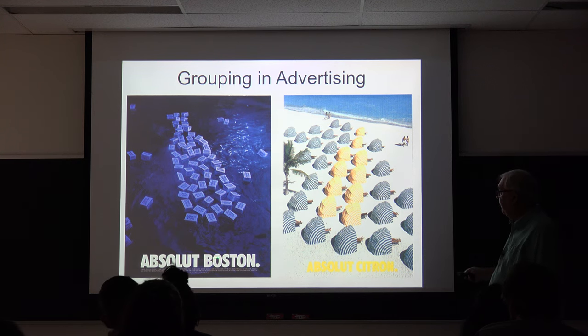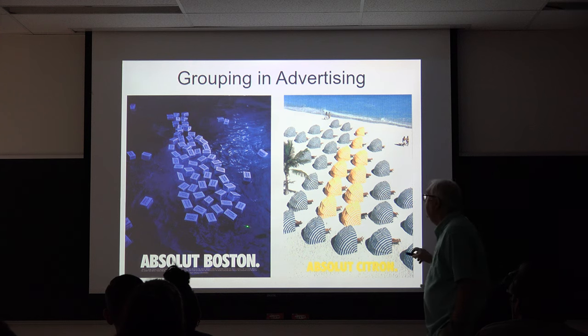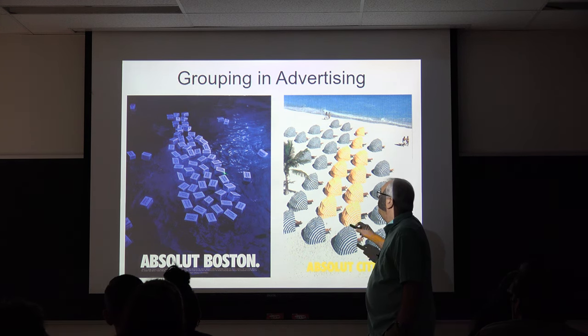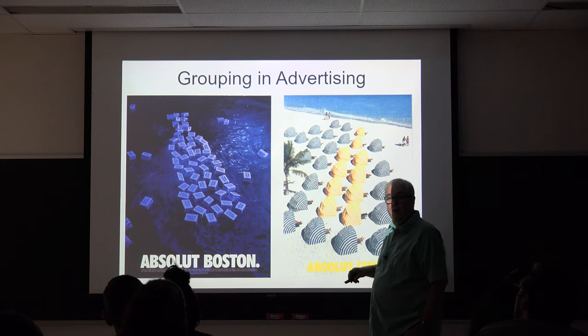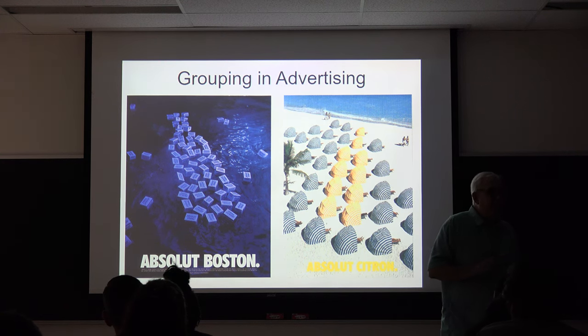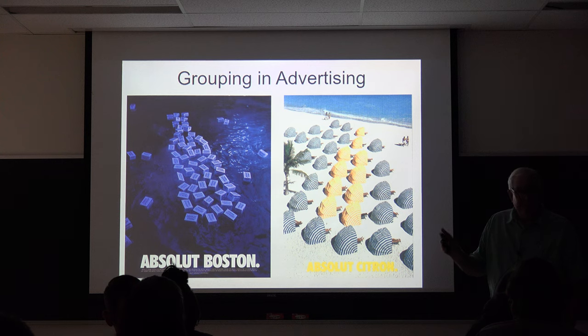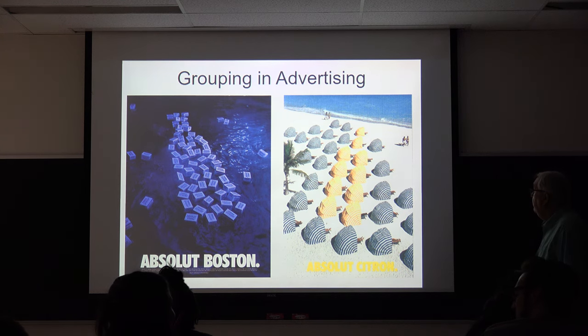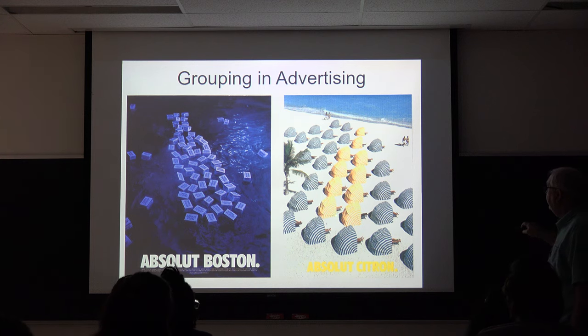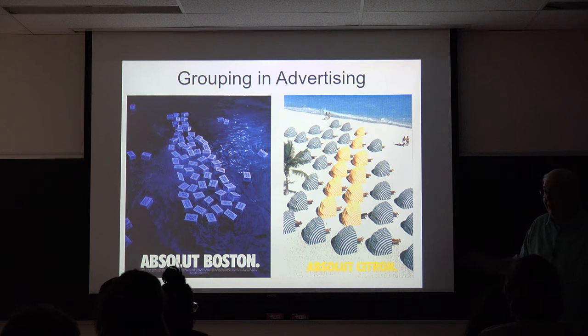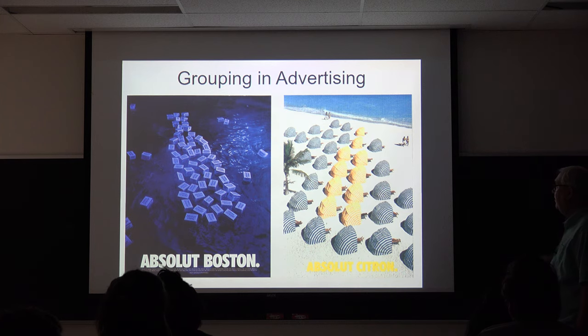So here we have Absolut Boston, and they've got all these boxes of tea that are arranged in the shape of an Absolut vodka bottle. This is grouping by what? Proximity. Or on the beach, we have this row of tents, which is in the shape of an Absolut vodka bottle. This is grouping by color. All right. And there are many other flavors of this.